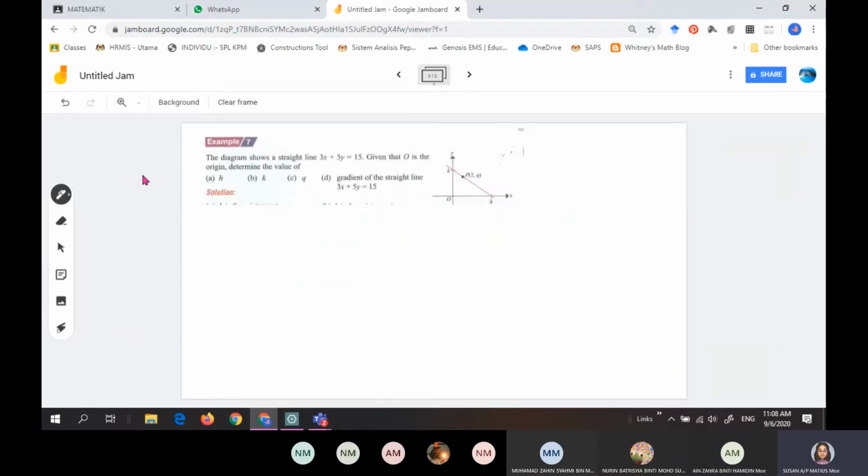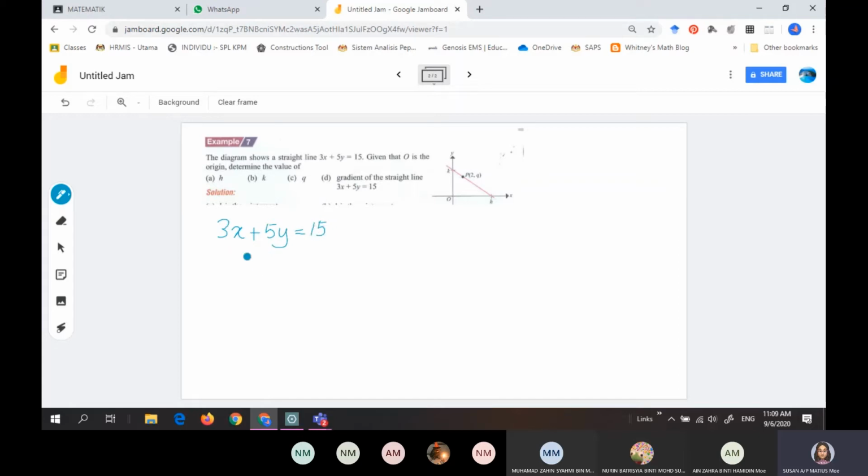No. Okay, so let's look at example 7. In example 7, the diagram shows a straight line 3x plus 5y equal to 15. Given that O is the origin, determine the value of h, k, and q. So the information you have is 3x plus 5y equivalent to 15.